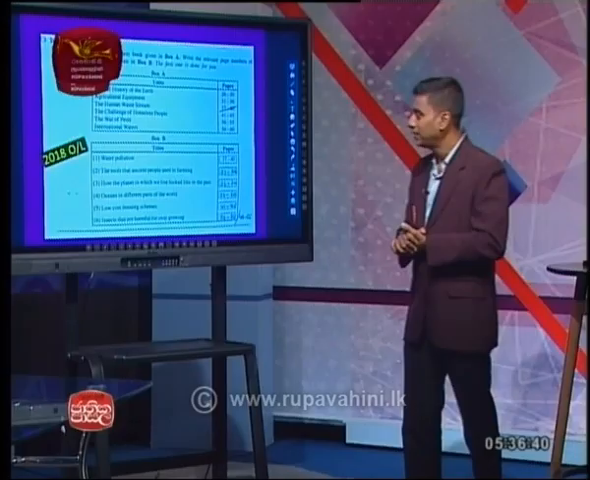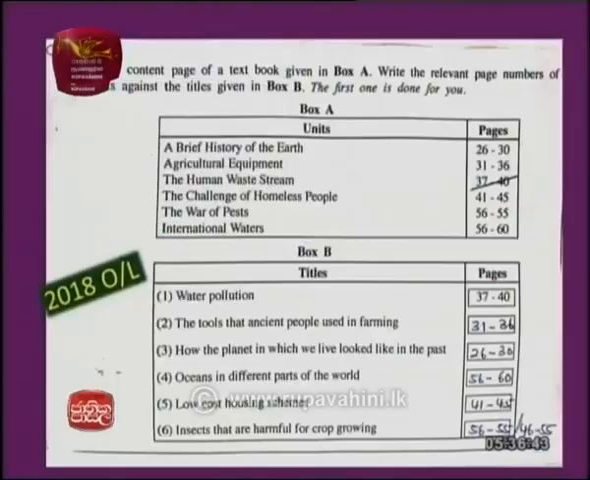Right, the second one: the tools that ancient people used in farming. So that is relevant to agriculture, Agricultural Equipment, 31 to 36. How the planet in which we lived looked in the past: planet in the past, so history and earth. That is the first one, A Brief History of the Earth, 26 to 30. Right, oceans in different parts of the world.